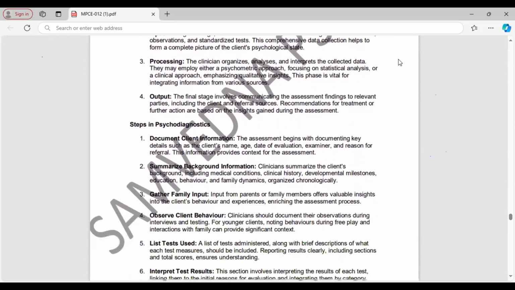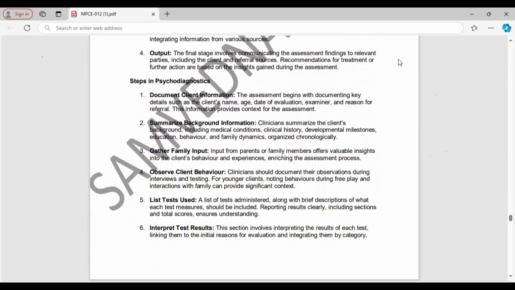Steps in psychodiagnostics. Document client information, to document key details, including the client's name, age, date of evaluation, examiner, and referral reasons. Summarize background information. The client's background is summarized, including medical, clinical, developmental, educational, and familial information. Gather family input. Input from family members enriches the assessment.